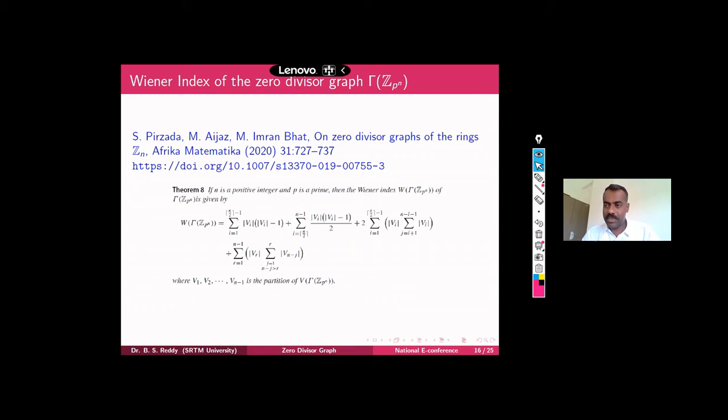Then Z p power n. As I already mentioned, Shafiuddin Pirzada is the one, if you remember, who got that major project, and I started working from this person's title. Okay, they did this on the zero divisor graphs of the rings Zn. Okay, a very recent paper, and in this they proved or gave the formula, calculating the Wiener index of Z p power n. This image I have taken from their paper.